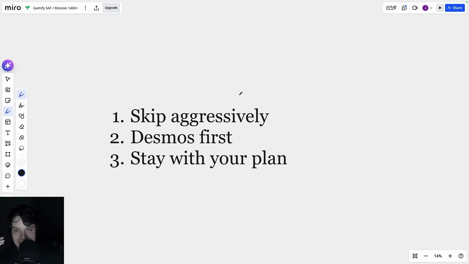First of all, skip aggressively. How many stories do you need to hear of a student who spends like 10 minutes on one question and then as a result completely messes up the entire test to know that this is what you need to do? I'll be honest with you, this is going to maybe sound a bit like glazing, but if you are a smart person, if you are an intelligent person, this is going to feel difficult for you, because some of the smartest, some of the most intelligent people I know have a really big issue with feeling like I have to get every single question right.